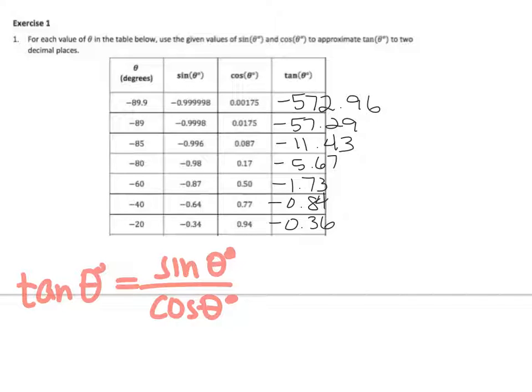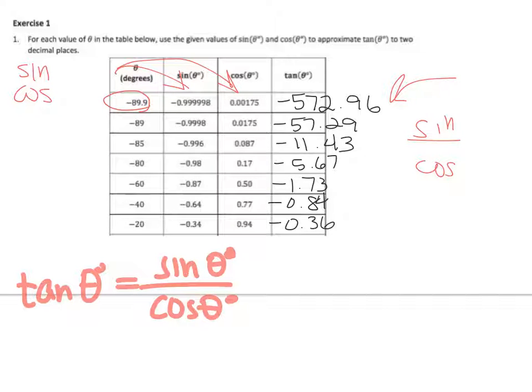I know that you know how to do division, so I'll move to the next slide. I should point out, though, that if this is my degrees, all of these values were found using the sine function and the cosine function on your calculator. We haven't practiced that yet, but I know you've practiced that in past classes. And then here is where we're just taking sine divided by cosine and getting our answer.